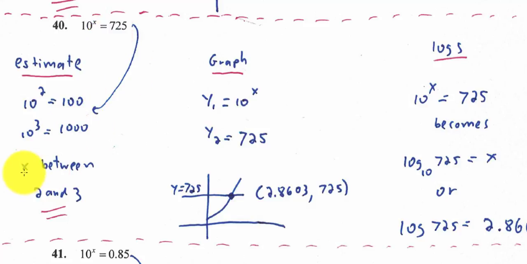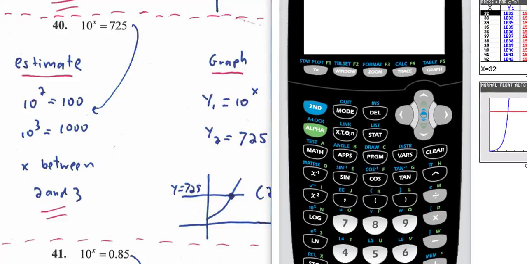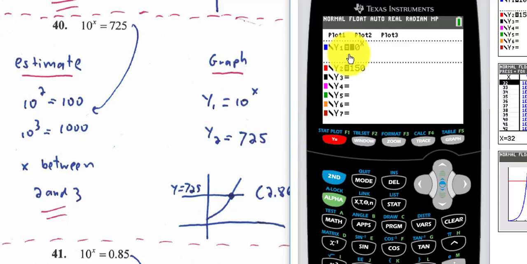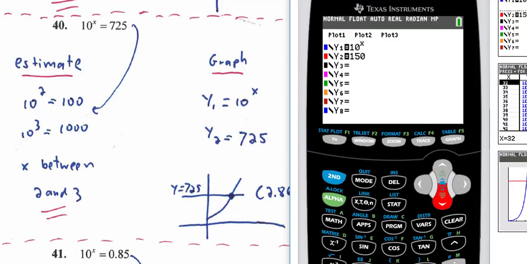So again, my answer is going to be between 2 and 3, probably closer to 3, right? Because 725 is closer to 1,000. So let's prove it. Let's graph this thing, right? Go back to y equals. We already have 10 to the x in y1. y2 we changed to 725.